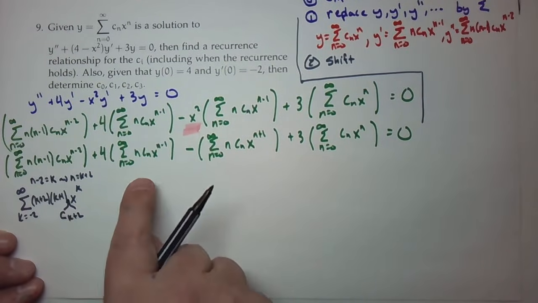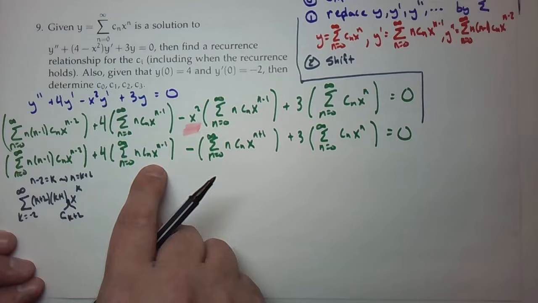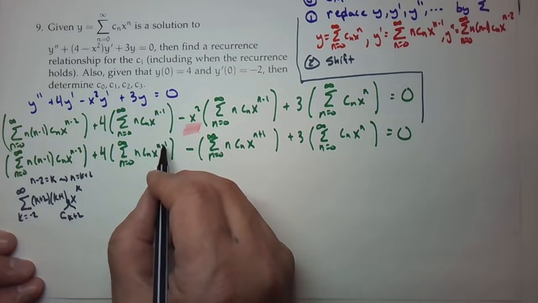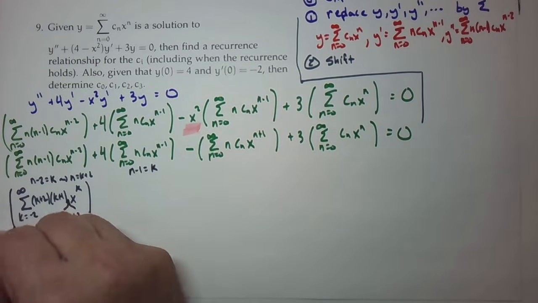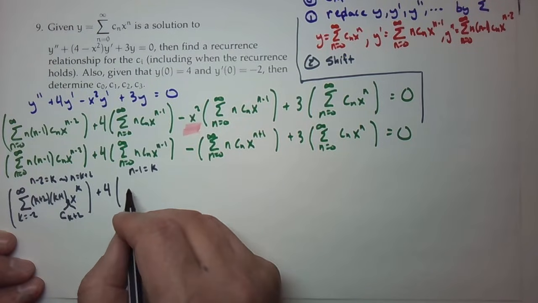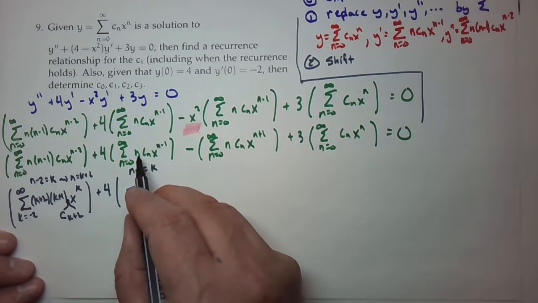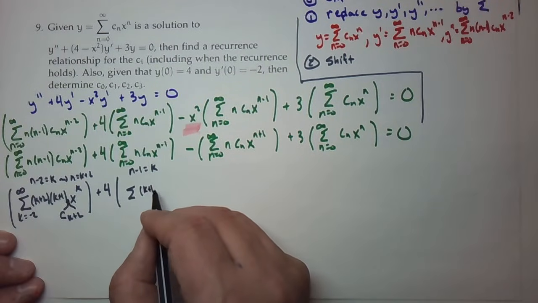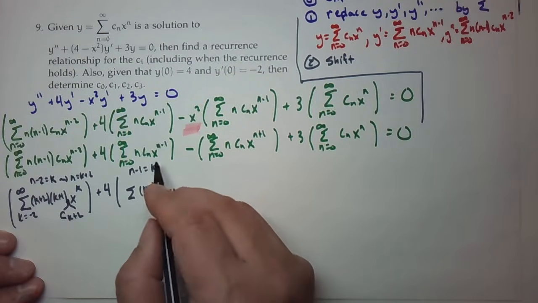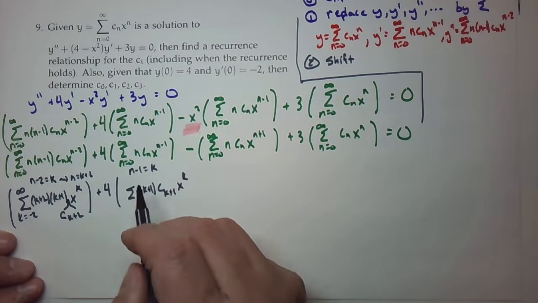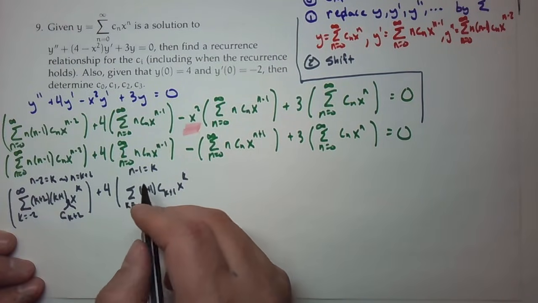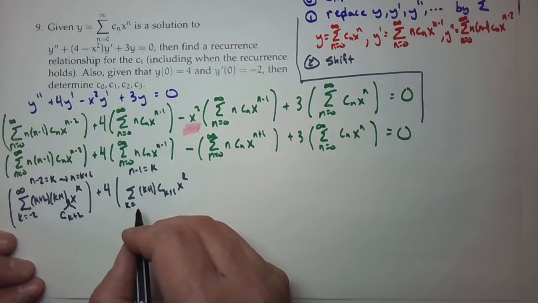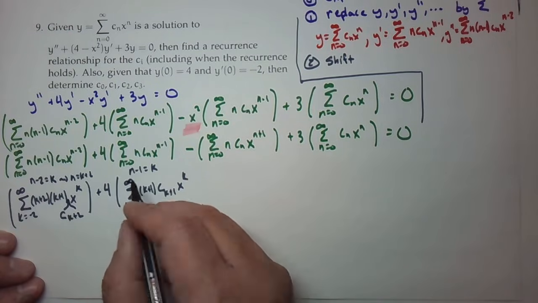All right, in the second sum, this is a different sum, so I get to make a different shift. I want x to the k. So I say, now n minus 1 is k. So we'll have plus 4 times the sum, and okay, n is k plus 1. c sub n is c sub k plus 1. x to the n minus 1 is x to the k. Where do we start the sum at? When n equals 0, k is minus 1, to infinity.